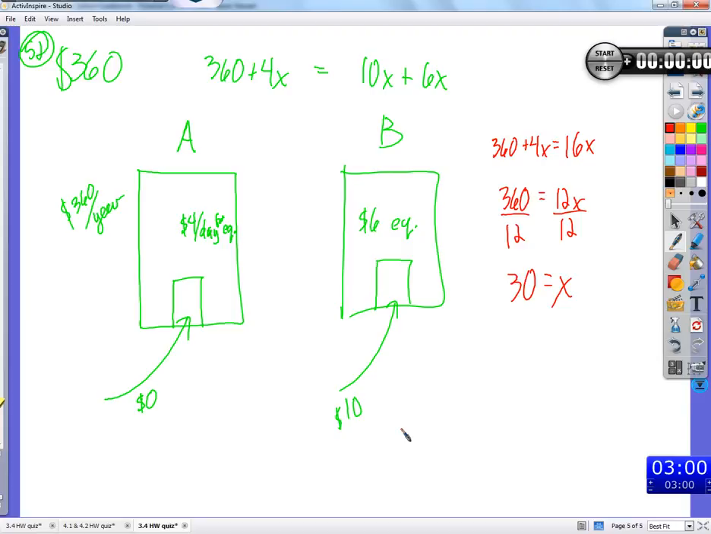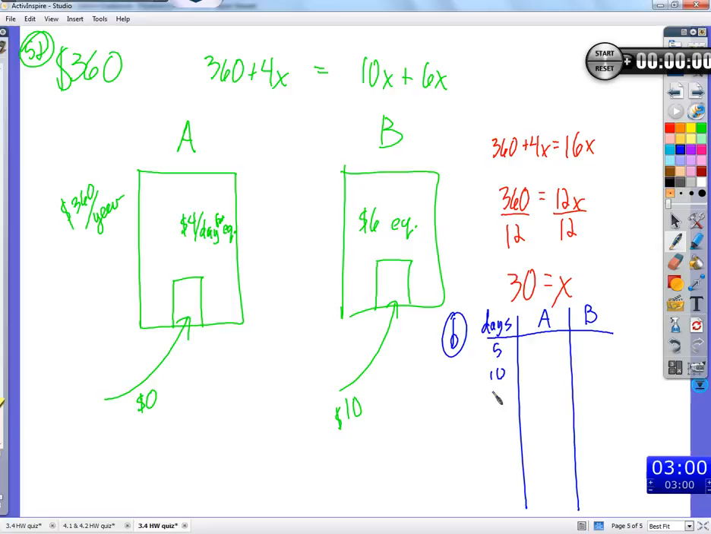Make a table for the costs of members and non-members after 5, 10, 15, 20, 25, 30, 35 visits. Use the table to check your answer for part A. Part B. So we'll go scenario A, scenario B. Well, days, or they call it visits. It's all the same. They said 5, 10, 15, 20, 25, 30, 35.